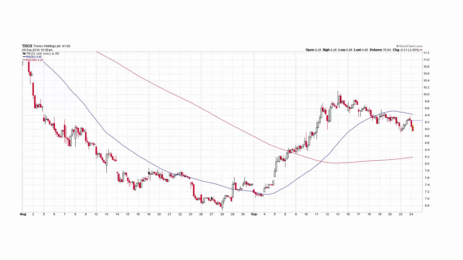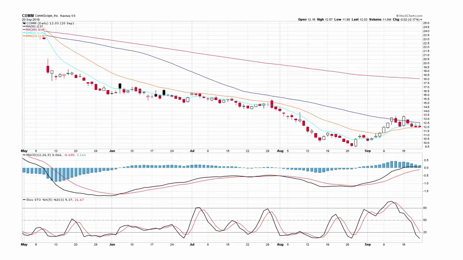Zooming in, stock gets rejected by the moving average, gets above it, comes back down, finds support, and then takes off. Okay, stock moves from like 7 up to mid 9s. It's a great trade for a cheap stock. All right, last one.